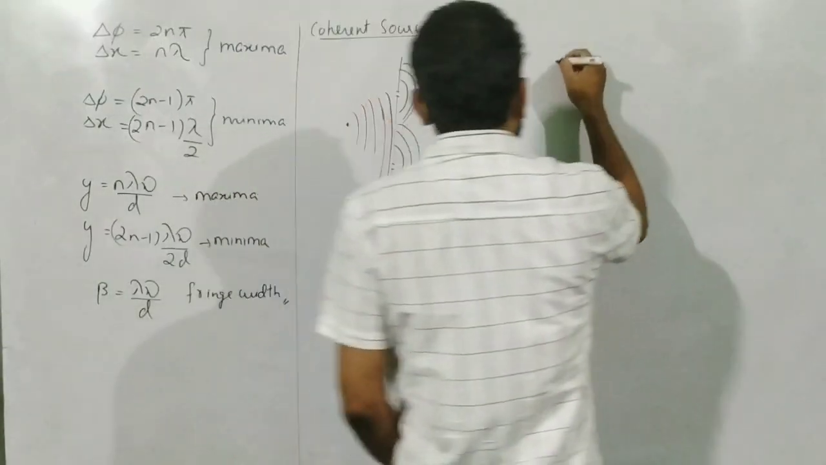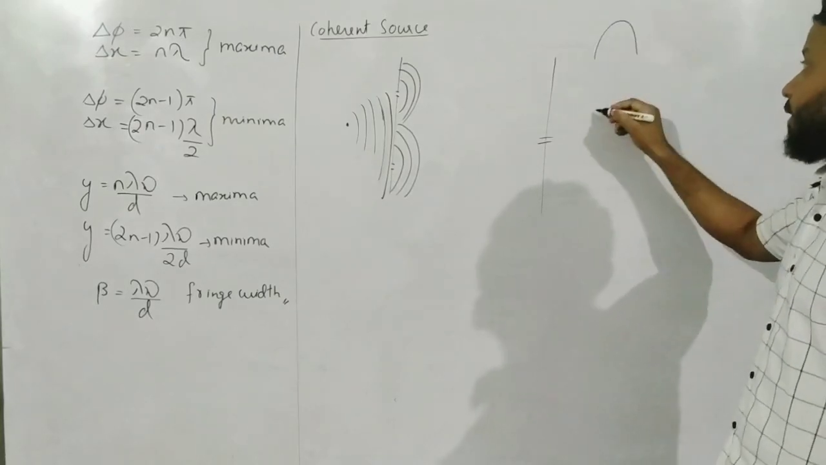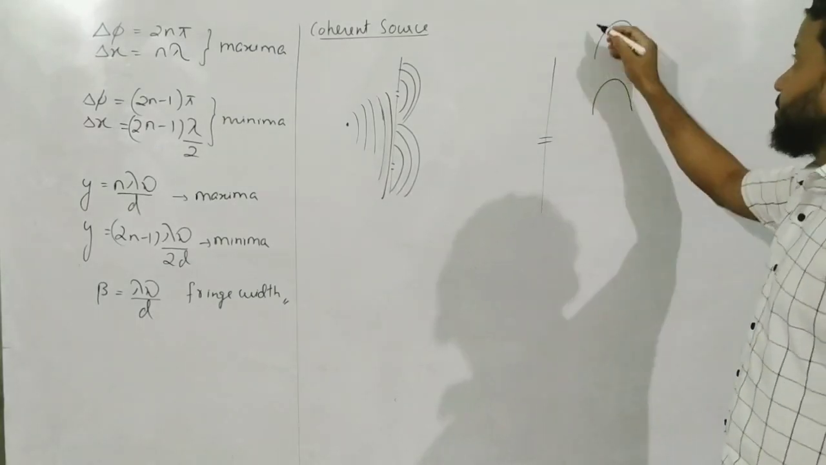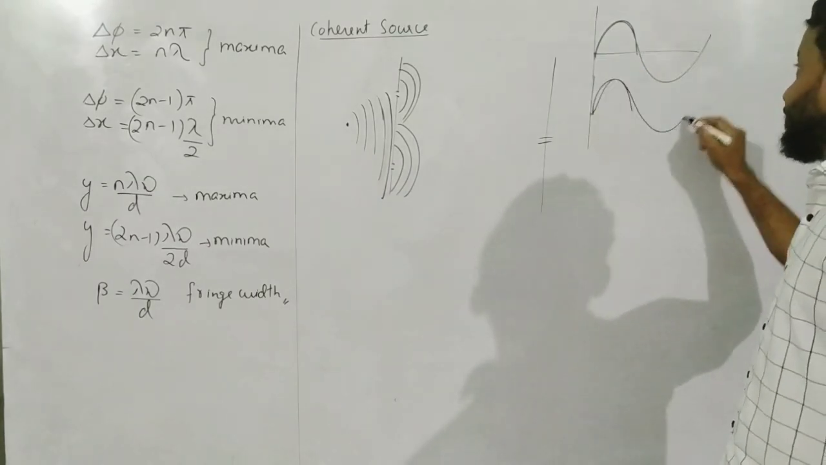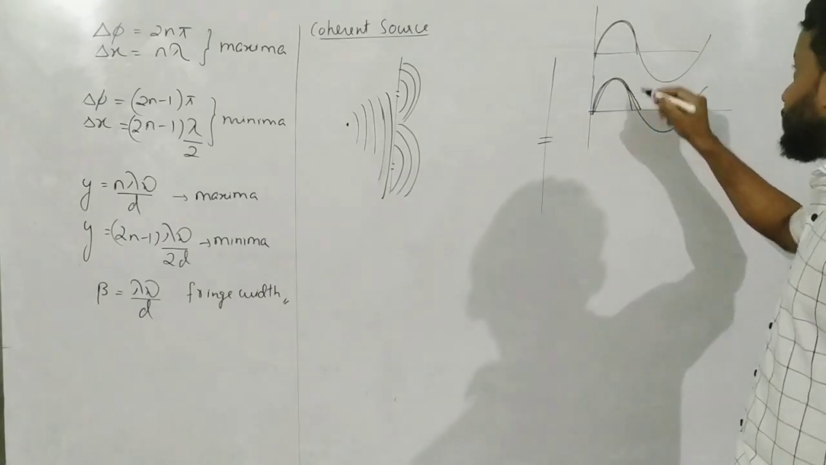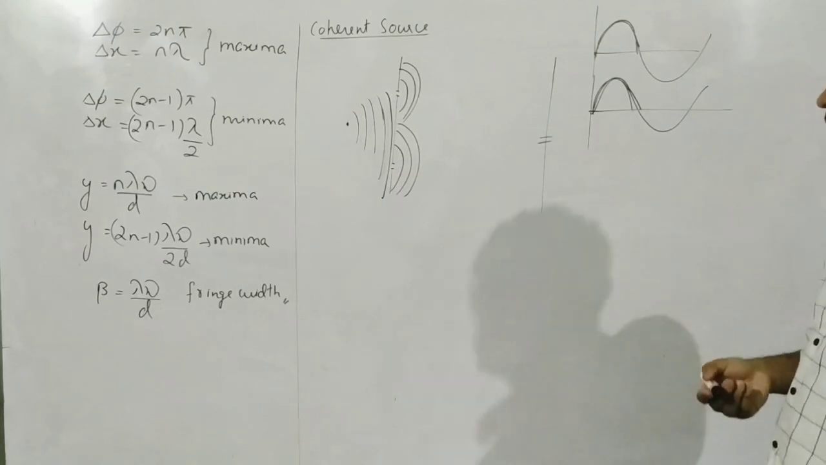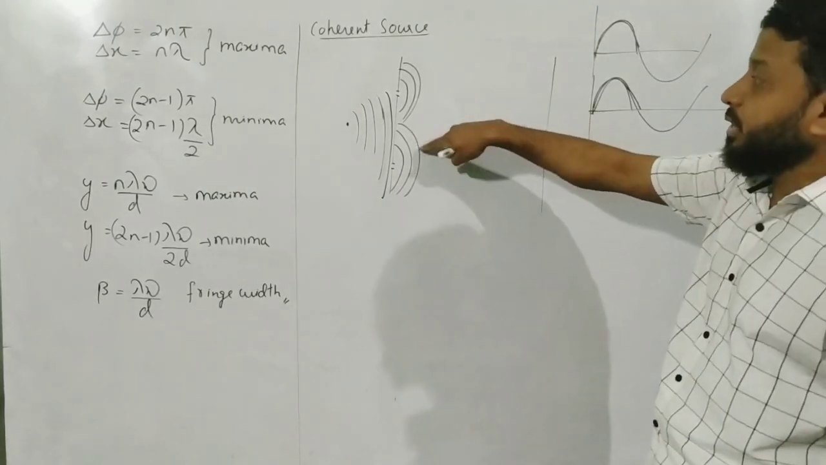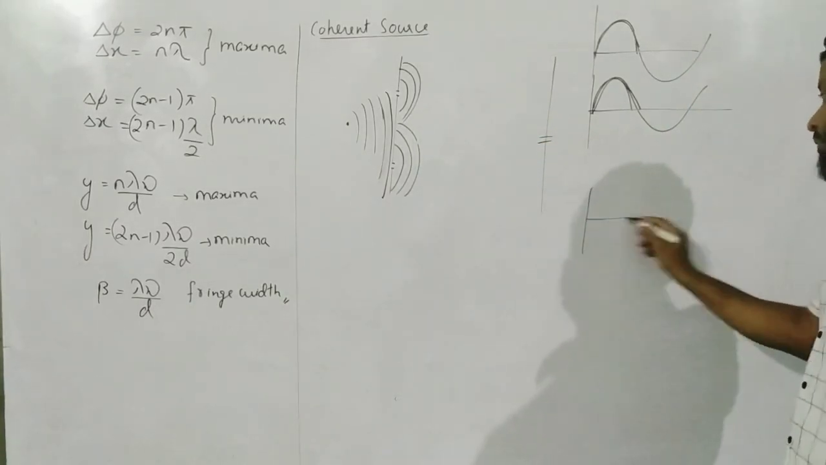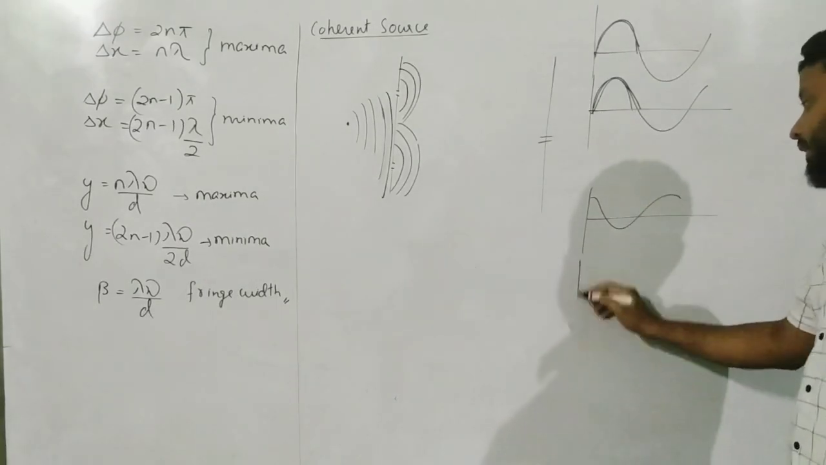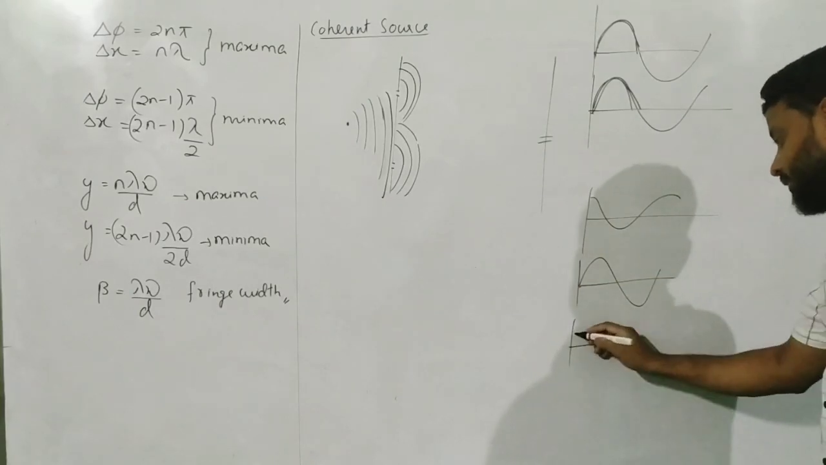Now, what happens when you obtain a maxima? When you obtain a maxima at a point, your crest overlaps with crest. Correct? That means if you consider a wave like this, when the crest overlaps with crest, you get the central maxima of phase difference 0. Now just imagine if the phase difference between them starts fluctuating. That means you are having a wave which looks like this, and then suddenly it looks like this.